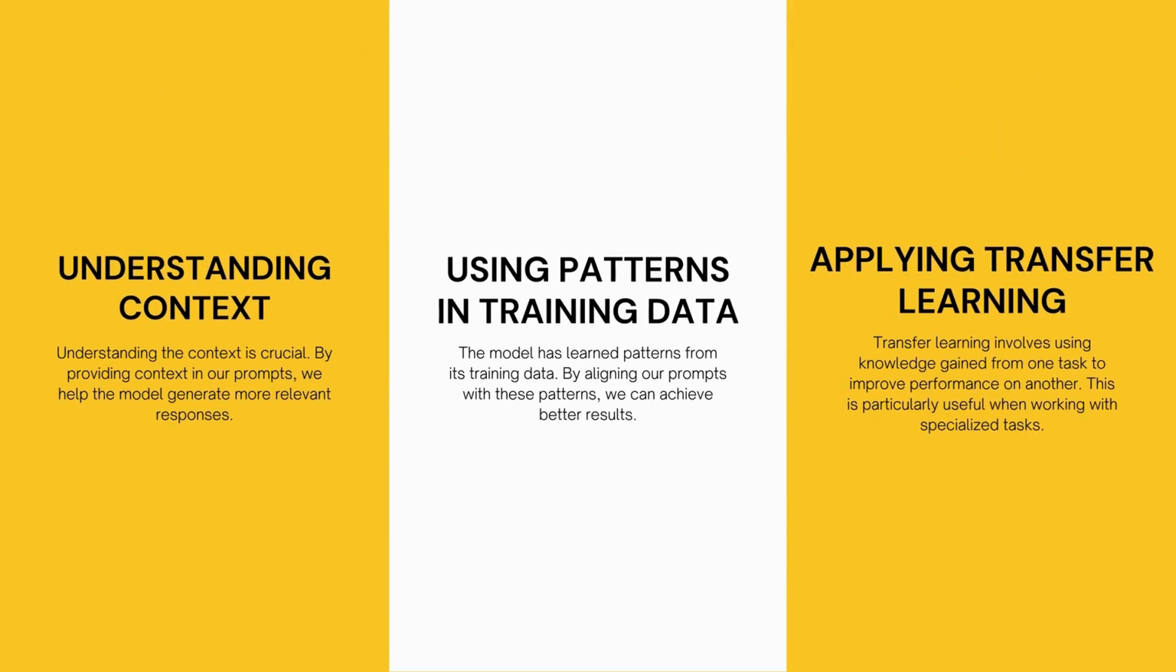Understanding the context is crucial. By providing context in our prompts, we help the model generate more relevant responses. The model has learned patterns from its training data. By aligning our prompts with these patterns, we can achieve better results.